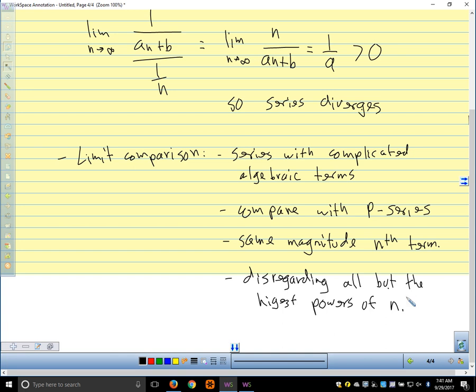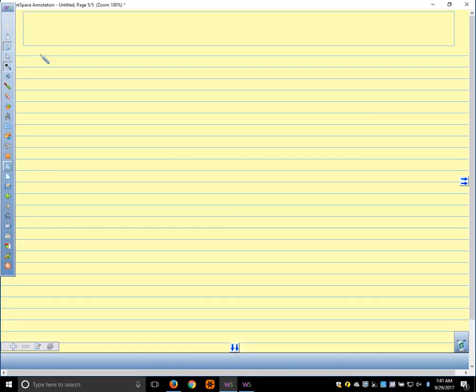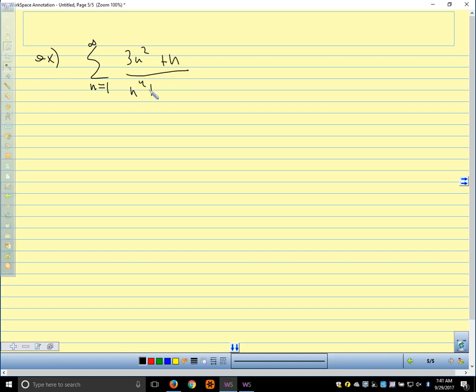So let's look at what I mean by a series with complicated algebraic terms. So we have something like this. We want to determine the convergence or divergence of this series. I would say that's kind of complicated algebraic terms. Algebraic means we have powers, we have exponents, but we don't have logarithms, we don't have exponential functions, we don't have trig functions.